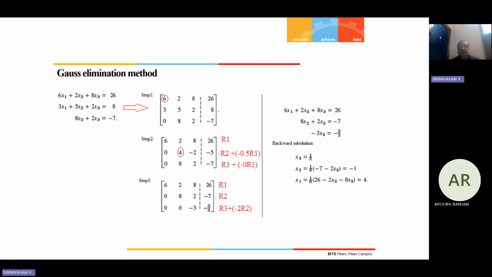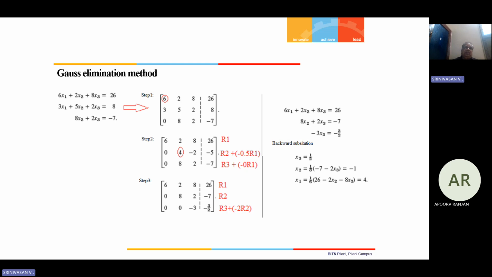So what you will get then? 6x3 is equal to 3. Therefore, x3 is equal to half. Same thing. Is it right? So putting x2 equal to half from this 8x1 plus 2x2 equal to -7, you get x2 value. And then from this, you will get, after substituting values for x1, x2 and x3, x1 value.